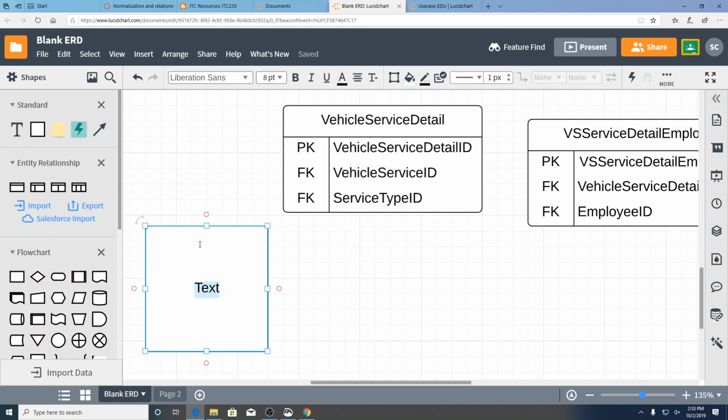But I am going to talk about types of relations. There are three types of relations. Does anybody know what they are? There's one-to-one, right? One-to-many, and many-to-many.